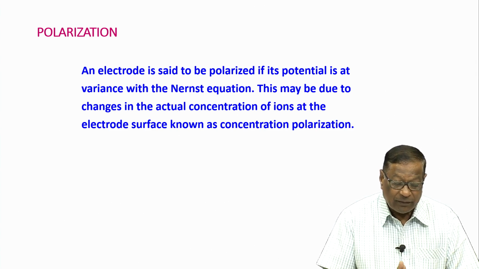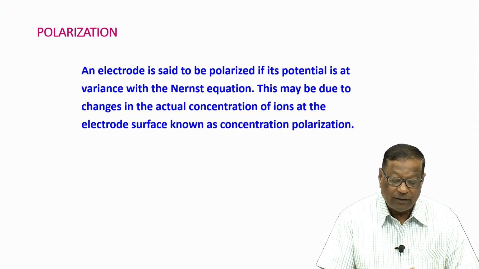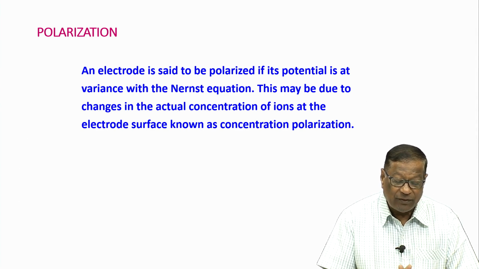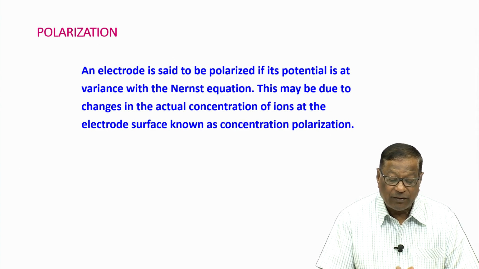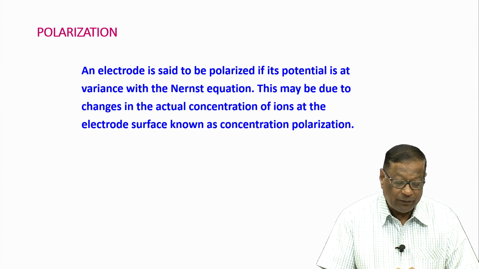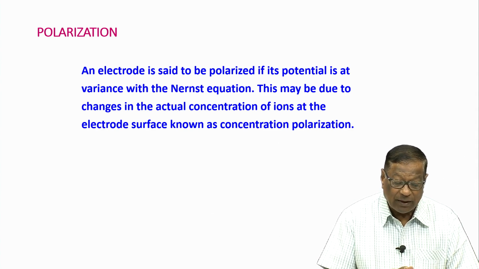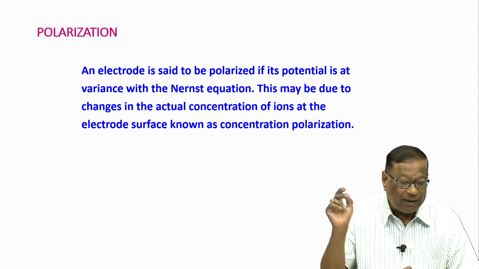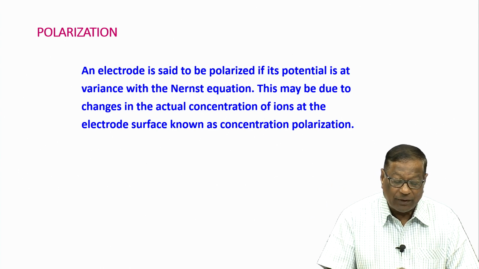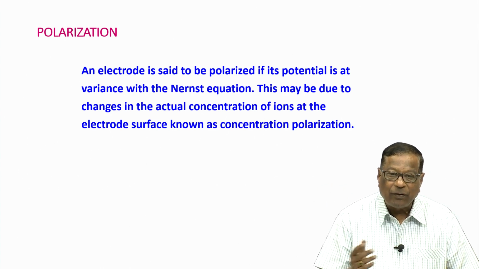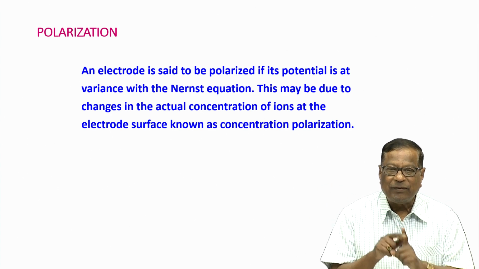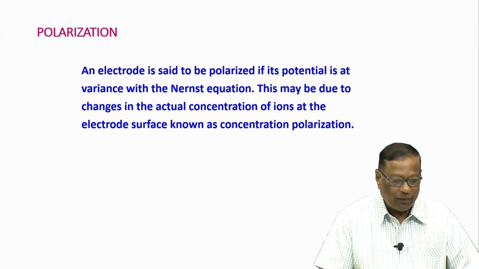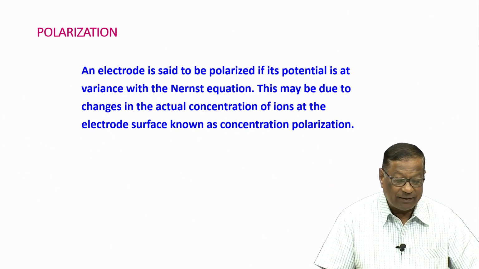So, this polarization of the electrode may be due to changes in the actual concentration of the ions at the electrode surface, that is known as concentration polarization. Sometimes changes occur due to the actual concentration, not the activity, at the electrode surface. If the concentration is the reason, then it is known as concentration polarization.